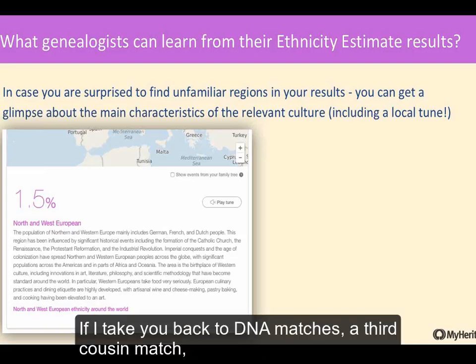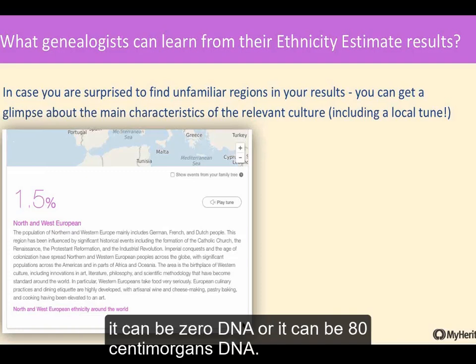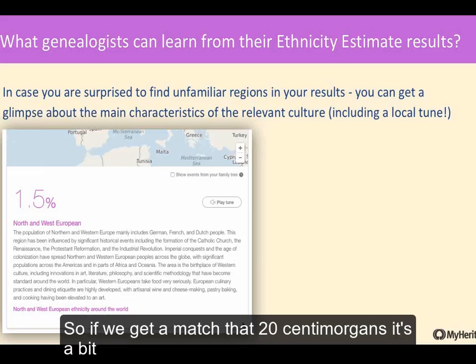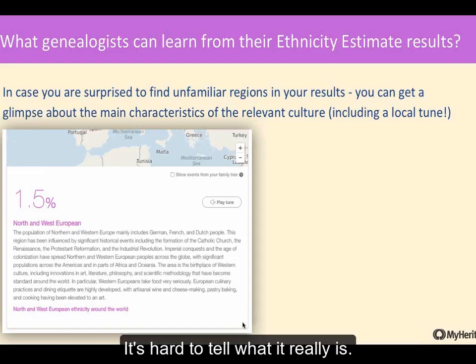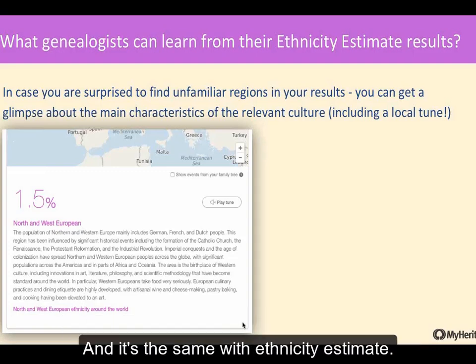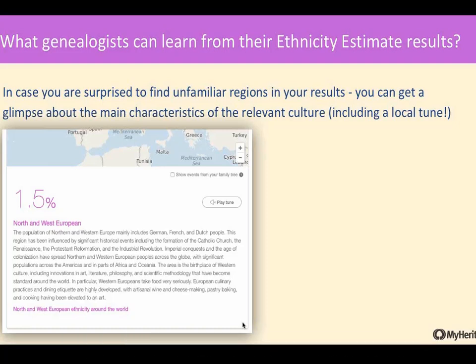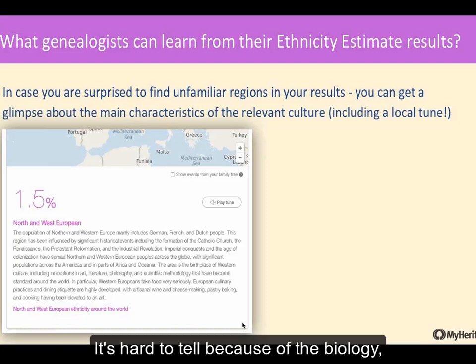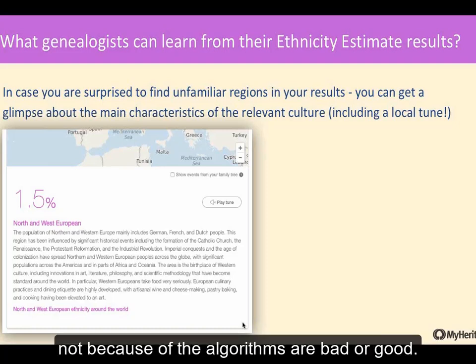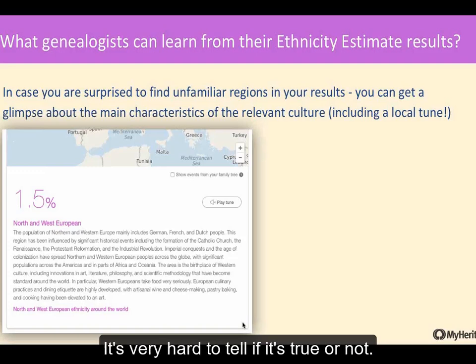and that's fine. If I take you back to DNA matches, a third cousin match can be 0 DNA, or it can be 80 centimorgans of DNA. So if we get a match that's 20 centimorgans, it's a bit low confidence. It's hard to tell what it really is. And it's the same with ethnicity estimates. Anything under 4% is lower confidence. It's hard to tell because of the biology, not because the algorithms are bad or good. It's very hard to tell if it's true or not.